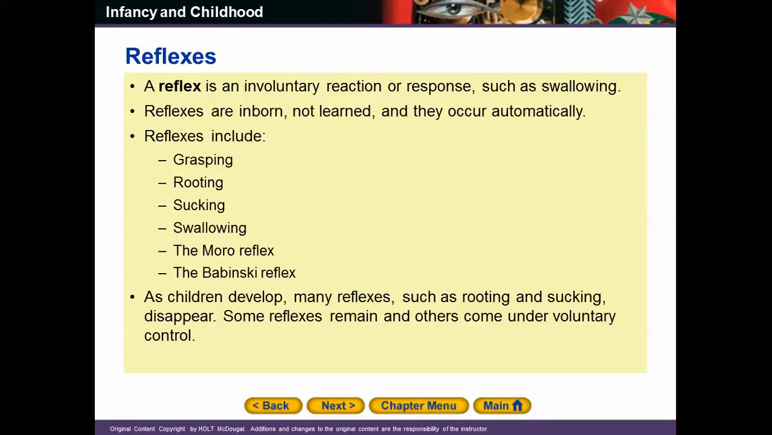They'll root, as in if you put anything near their face or near their mouth, they root like they're rooting for a nipple. They have a sucking reflex. Anything that's put in their mouth, they're going to suck on it. They also have a swallowing reflex.